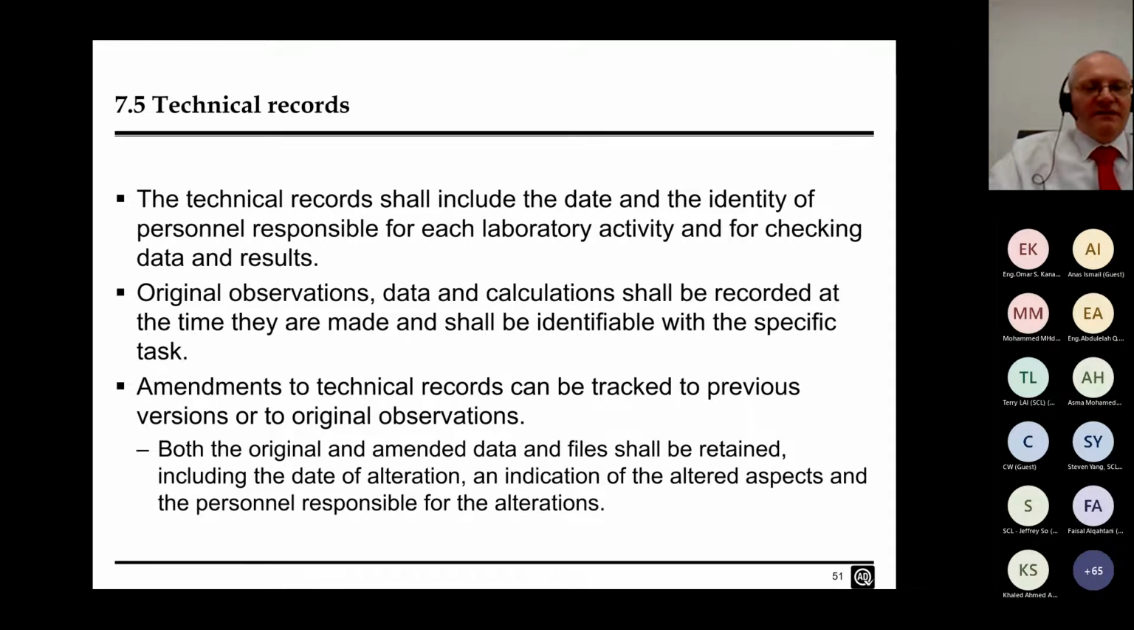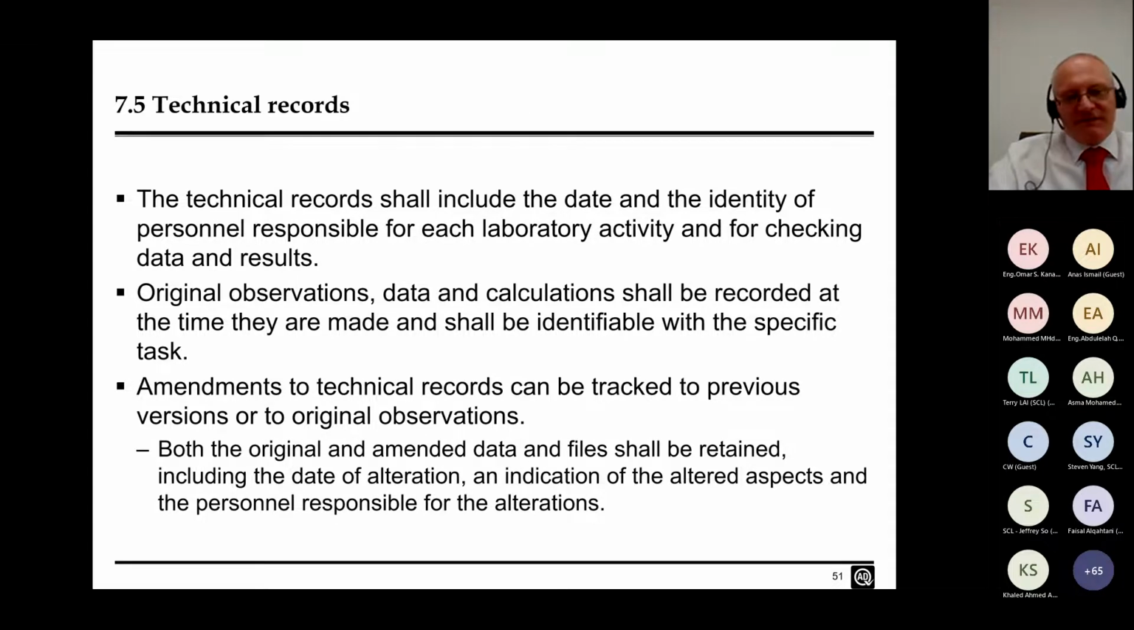When there are original observations, they have to be recorded at the time they are made. We don't want them rewritten afterwards. It's not like when we were at school and university where we would write our notes for our experiments and set them up neatly to hand in later. We want your scruffy results and we want them captured, and we need to keep them and they'll be identifiable with specific tasks. So again, we need to know the serial number, maybe the job number, something so that we can track them, whatever you decide.